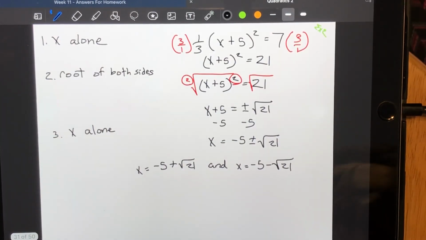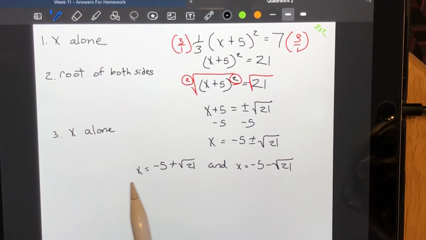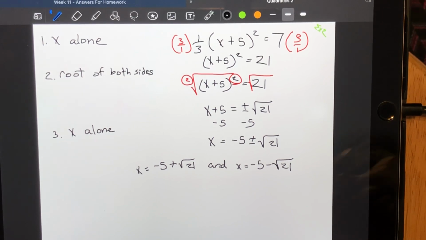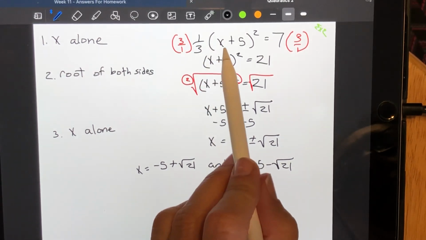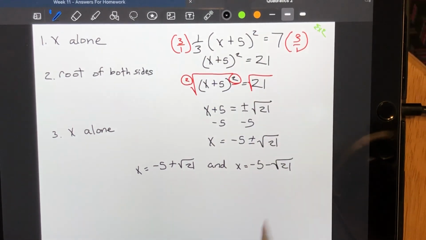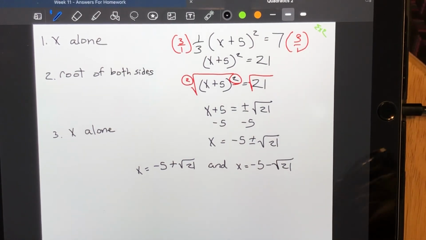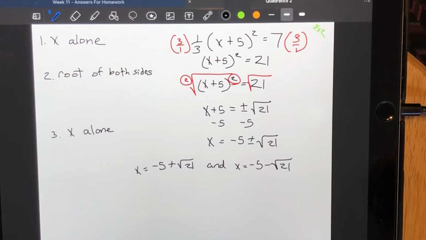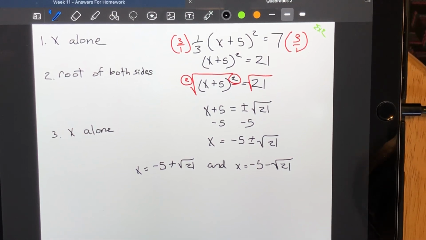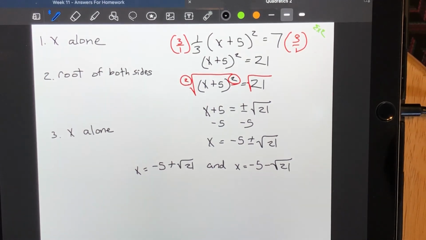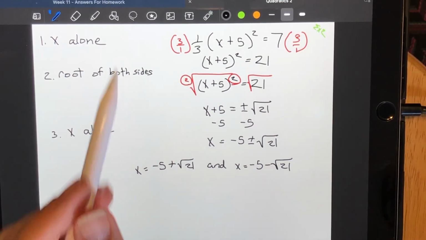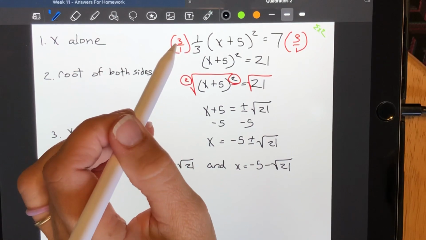Okay, so for this example, we are starting out with 1/3 times (x plus 5) squared equals 7. So again, I'm going to go all the way back to PEMDAS. What do I want to do? I want to get x by itself. Who do I get rid of first? I'm going to get rid of my coefficient, my 1/3. I'm going to use the opposite, the inverse of it. So I'm going to multiply by 3.